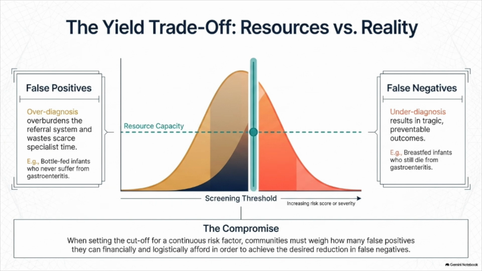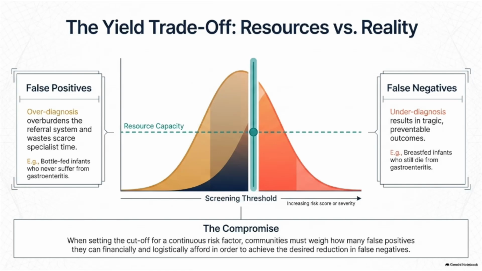False positives result in overdiagnosis, which overburdens the referral system and wastes scarce specialist time. For example, bottle fed infants who never actually suffer from gastroenteritis being flagged unnecessarily. False negatives result in underdiagnosis, which leads to tragic, preventable outcomes. For example, breastfed infants who still die from gastroenteritis despite being considered lower risk.